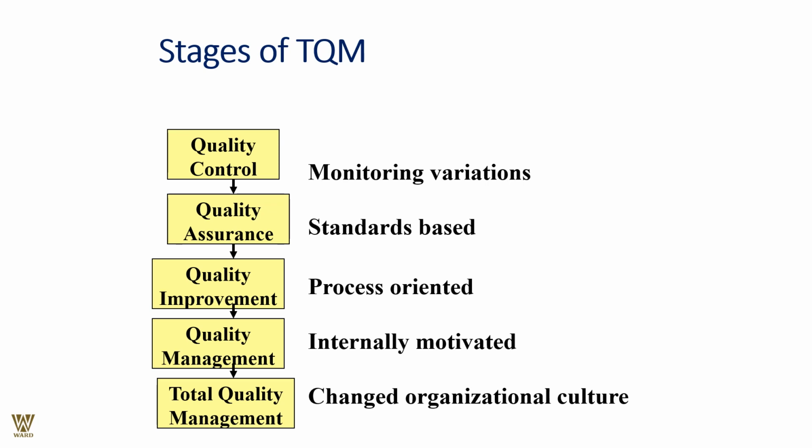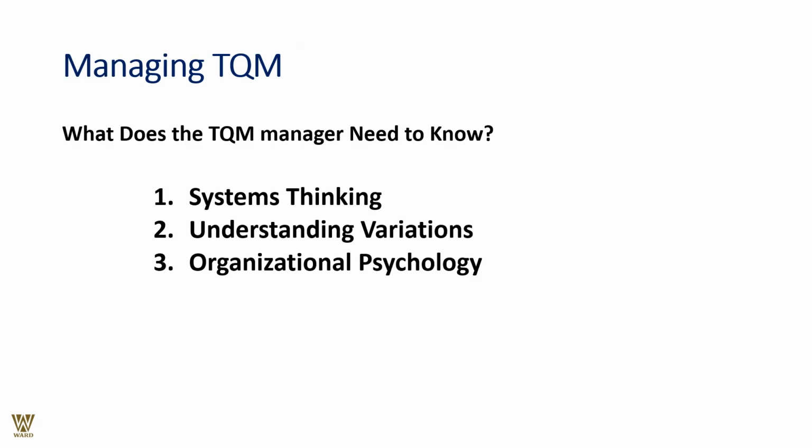Remember, once quality has been improved, we need to maintain it and manage quality, because once that has been set, we are talking about total quality management per se. So, managing total quality management, what does the manager need to know? Number one has to be the system thinking process. Number two would be understanding variations, if any statistical process control tool can be administered.